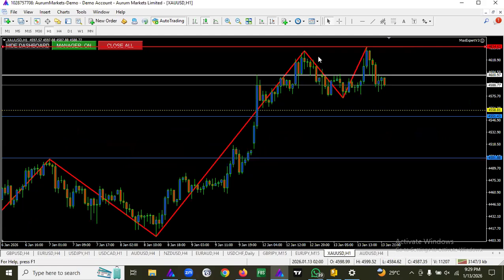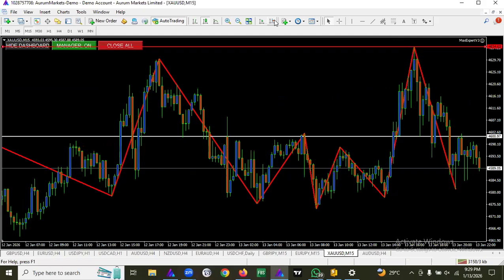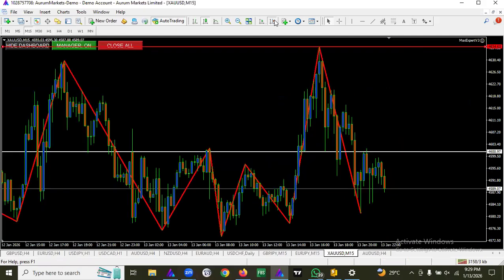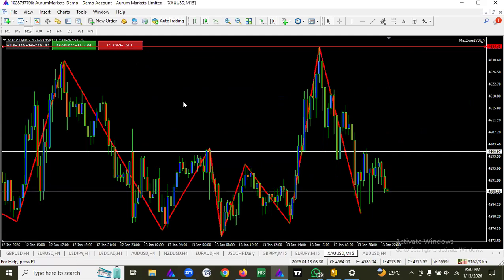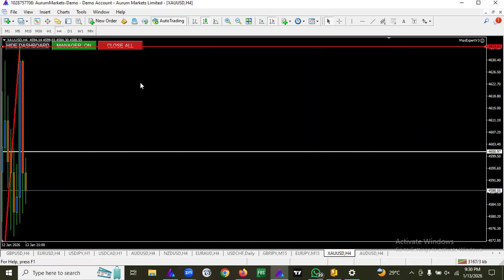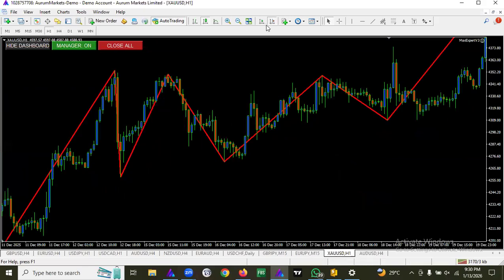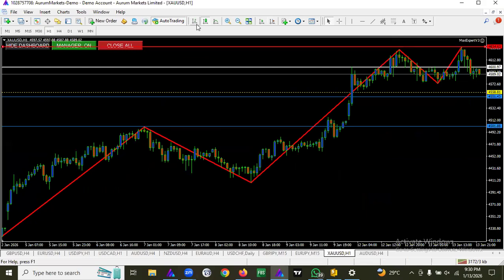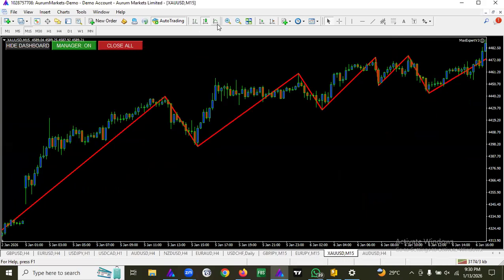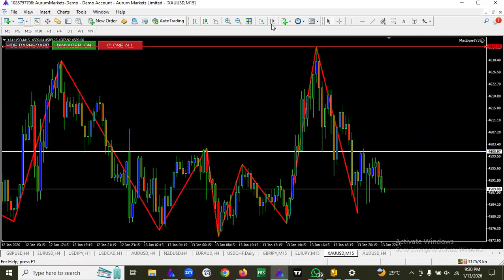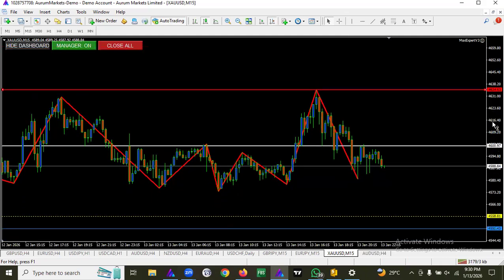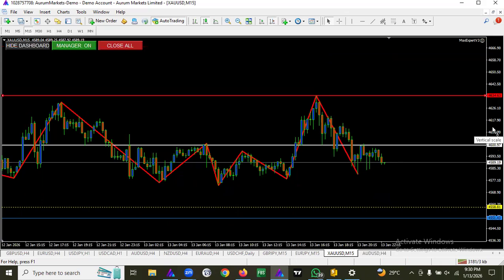This is 1 hour. Let's see 15 minutes. That's 2 days. There's no shift in market structure on 4 hour. There's no shift in market structure on 1 hour. There's also no shift in market structure on 15 minutes. So selling gold is still at a very high risk.